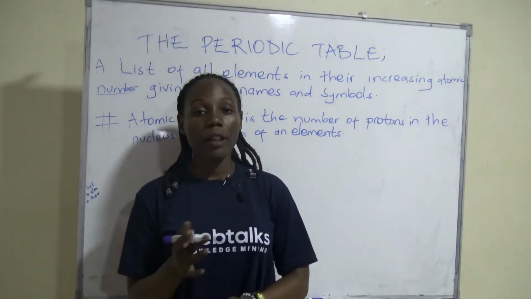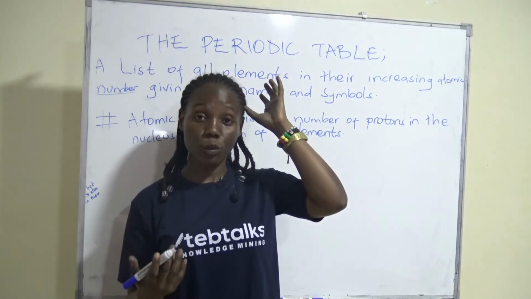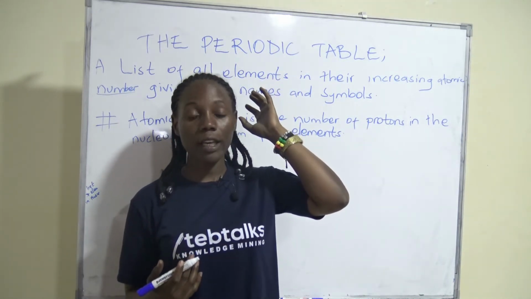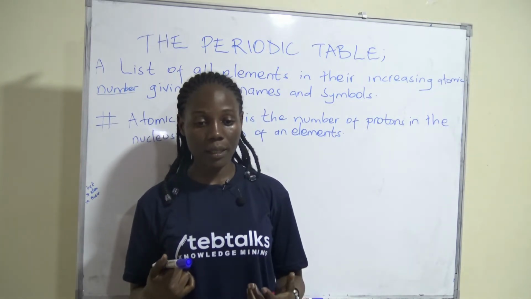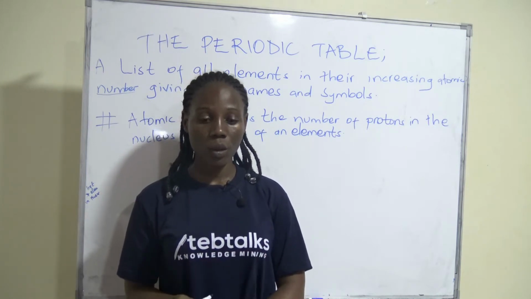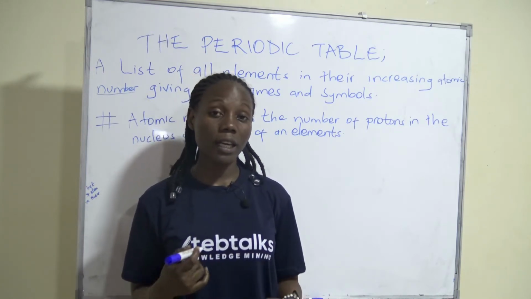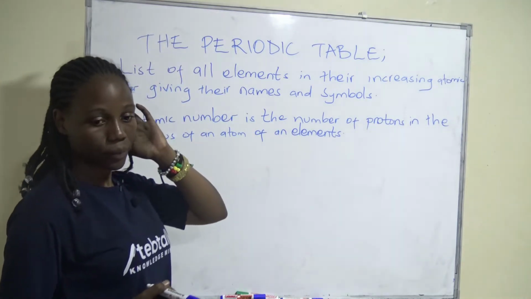And the original form of the periodic table was first put forward by Mendeleev, when he arranged elements in order of increasing relative mass.